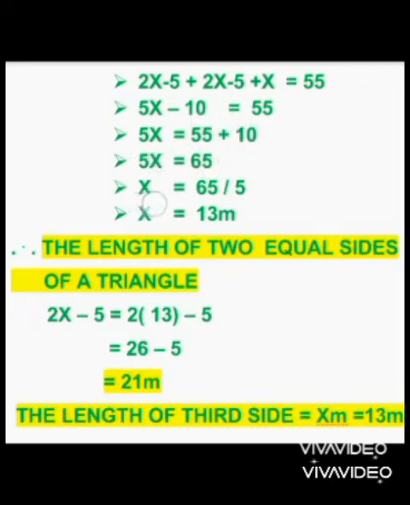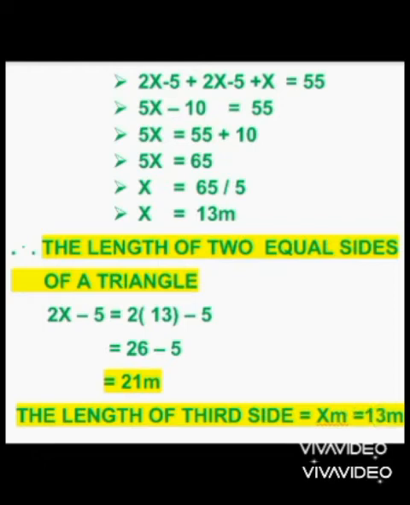Now you have to find the value of x. Now let us transpose 5 to the other side. Then you will get x is equal to 65 by 5. If you divide 65 by 5, you will get 13 meters. So the length of the two equal sides of the triangle is 2x minus 5. Let us substitute the x value: 2 into 13 is 26, minus 5, which is equal to 21 meters. So the length of the third side, x, is equal to 13 meters.